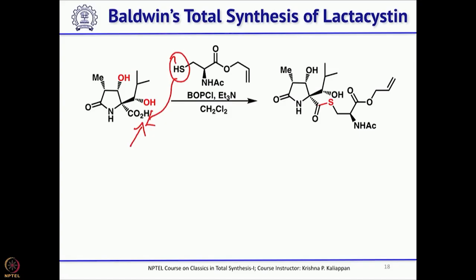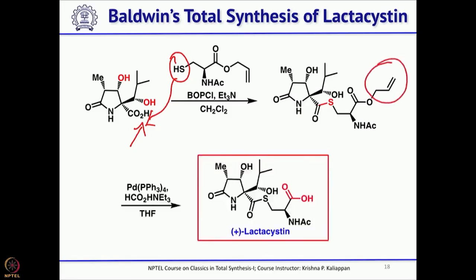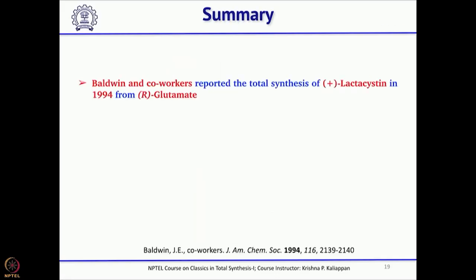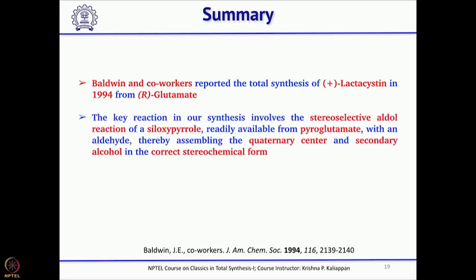And what is required for the total synthesis of lactacystin is to remove the allyl group. So the allyl group can be easily removed with tetrakis(triphenylphosphine)palladium and formic acid and triethylamine to lead to lactacystin. Okay, so this is one of the simple and straightforward total syntheses of lactacystin starting from pyroglutamate, and it was also reported 3 years after the isolation of lactacystin.